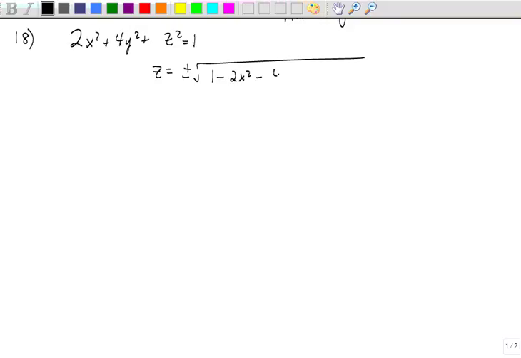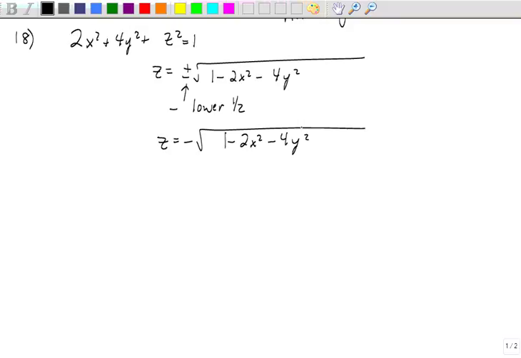The lower half of the ellipsoid. Okay, we're going to take the minus since it's the lower half. And so parametric equations that describe this, we could just say x is x, y is y, and z is the negative square root of 1 minus 2x squared minus 4y squared. Now there are other ways you could do this, but that's probably the easiest.